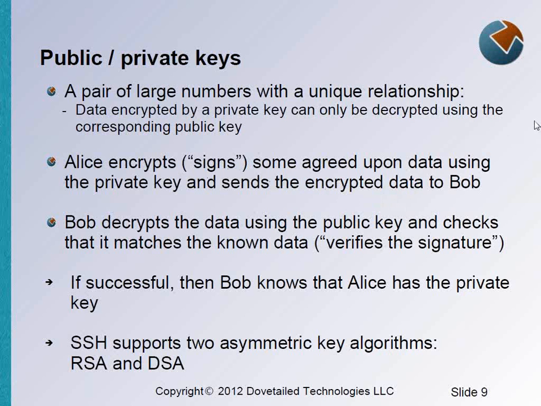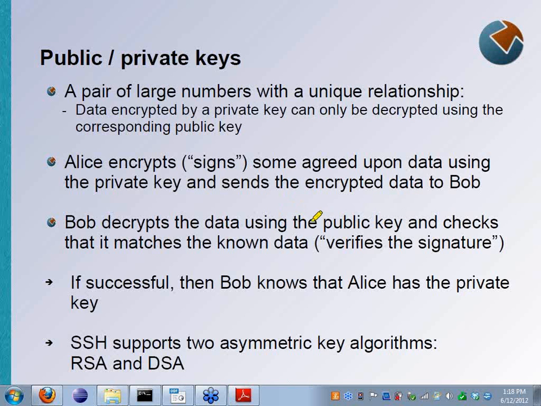Now Bob is the other party. Bob will use the public key to decrypt the encrypted data, and the decrypted version should match the agreed upon data. He'll check to see that it verifies, that it matches the agreed upon data. Now, if that happens, if Bob uses the public key to undo what Alice did, then he's said to verify the signature, right? If this works, then what do we know? Well, Bob knows that Alice has the private key, right? Because of this relationship.